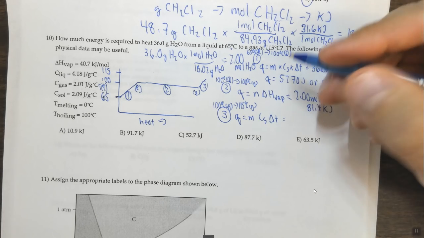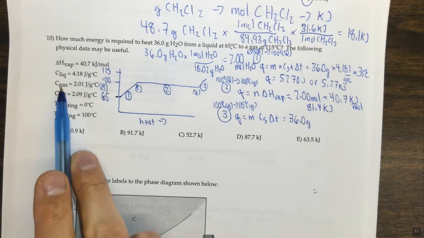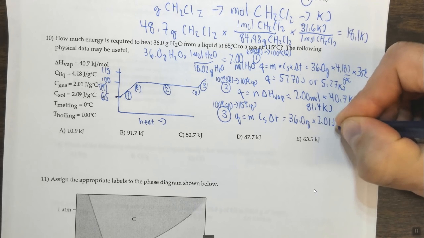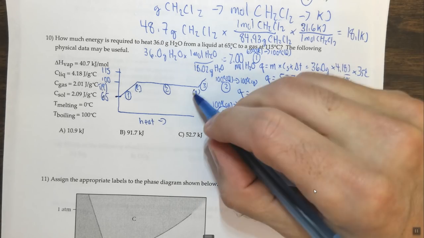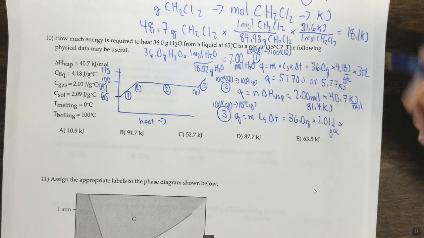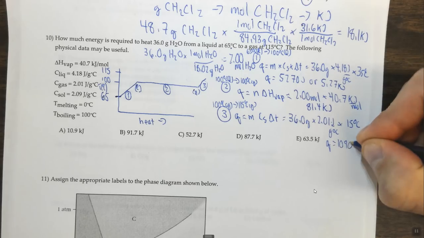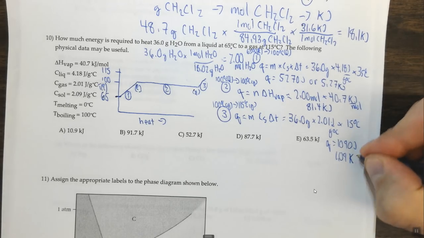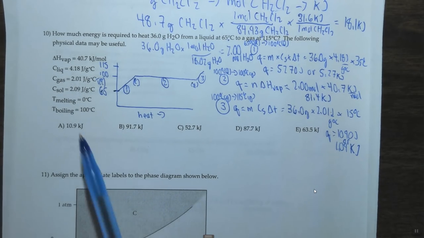The mass here is still 36 grams. Notice that the specific heat capacity of the gas is different. It's 2.01 joules per gram degrees C. It was 4.18 for the liquid. Times the change in temperature. In this case, it's 15 degrees. 100 to 115 is 15, so 15 degrees C. When you do that math, Q equals 1090 joules. I'm going to divide by 1,000, 1.09 kilojoules, like so. So I now have my three segments.